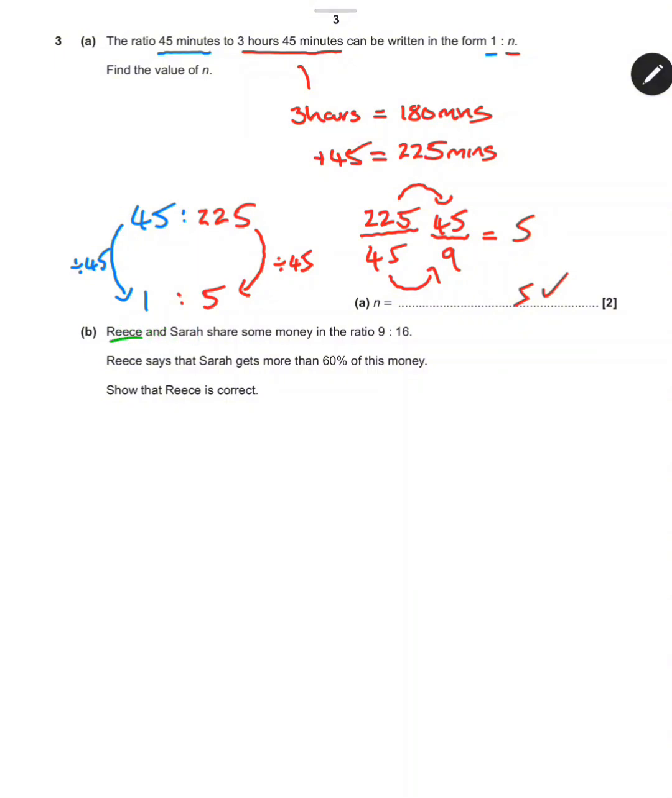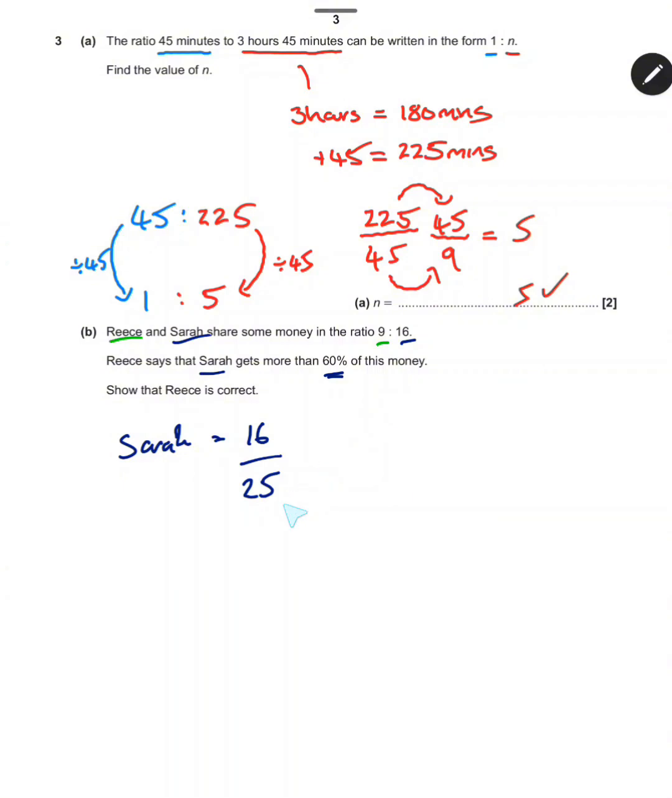Part B says Reese and Sarah share some money in the ratio 9 to 16. Reese says that Sarah gets more than 60% of the money. Show that Reese is correct. So I think Sarah is going to get 16 parts out of all of these parts. And 9 add 16 is 25. So Sarah's getting 16 parts out of 25 parts.